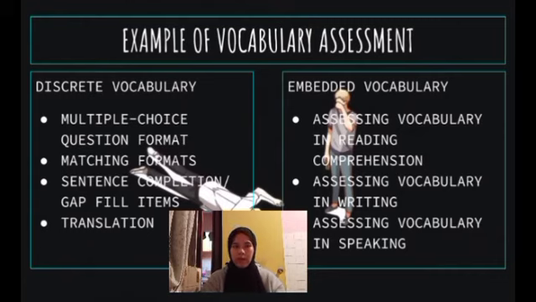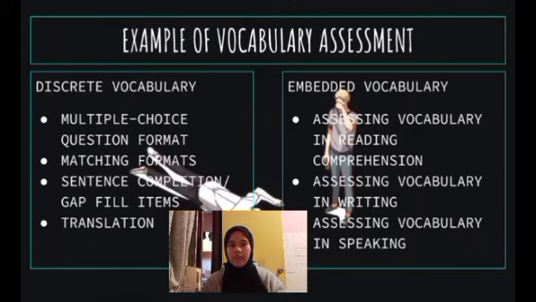Next is embedded vocabulary. The first one is assessing vocabulary in reading comprehension, then assessing vocabulary in writing, and assessing vocabulary in speaking. I will explain about assessing vocabulary in reading comprehension. It is based on the text given, so the student has to read and understand and answer the questions based on the text.